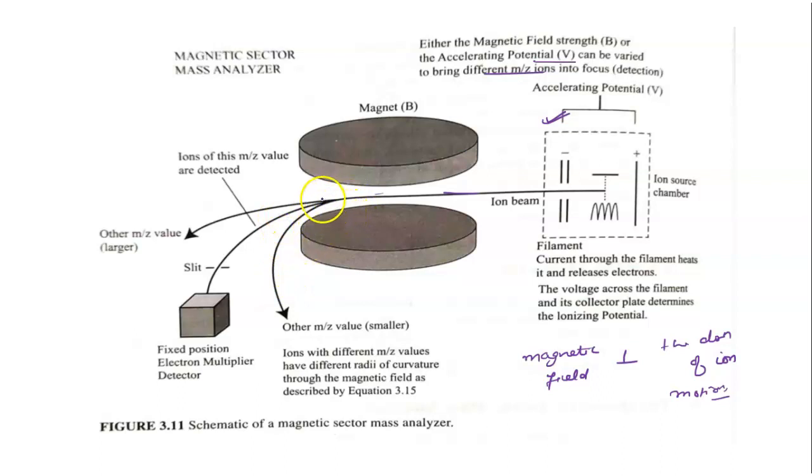Understanding? So over here you can see the lighter nuclei having smaller mass by charge value. What is happening is they have different radii of curvature through the magnetic field, as described by the equation that we are going to see in the previous slide. And that is how you will see the lighter ions are going to have more deflection as compared to your larger or bigger ions. Okay, so that is how the working of your magnetic sector mass analyzer is all about.